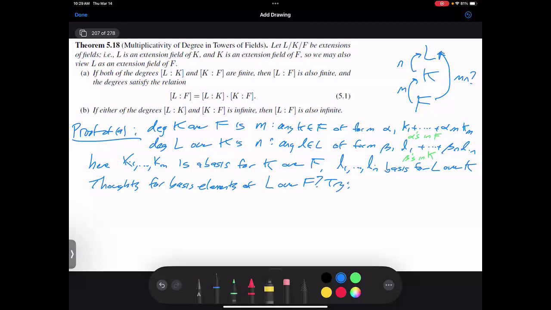We need m times n objects. We believe the degree should be multiplicative. So again, the reason I wanted to do some of the other problems first is to try to give us some intuition as to what the answer should be. We're looking for m times n elements to serve as our basis. Any thoughts about what we should try?